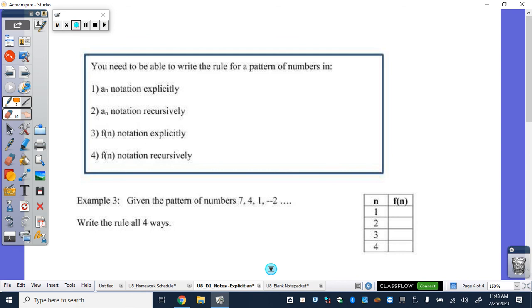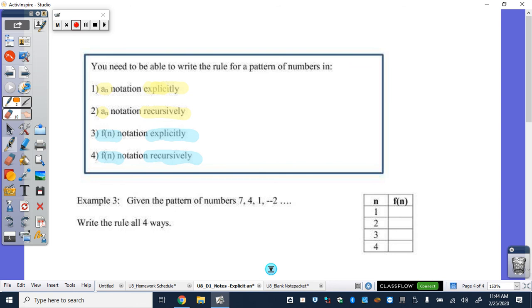So you need to be able to write sequences in the 4 styles that we have gone over. The first one is a sub n explicitly. Second was a sub n, but writing it recursively. And then function notation explicitly and function notation recursively. Those are the 4 kinds that we've gone over. So let's take a look at our example we have down here.